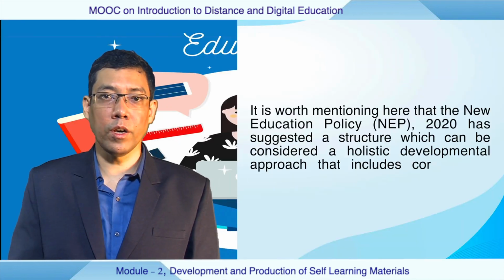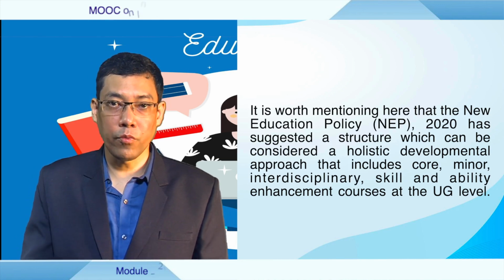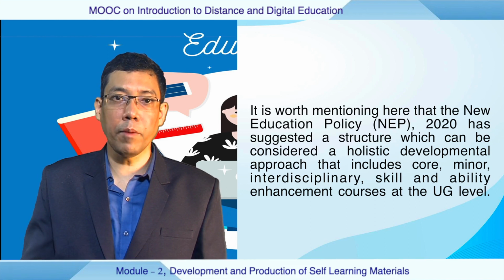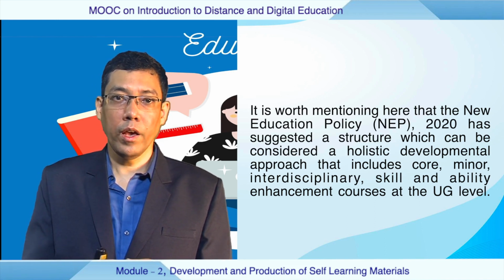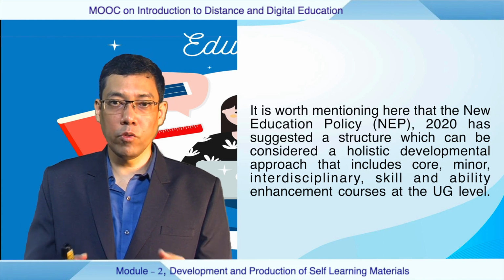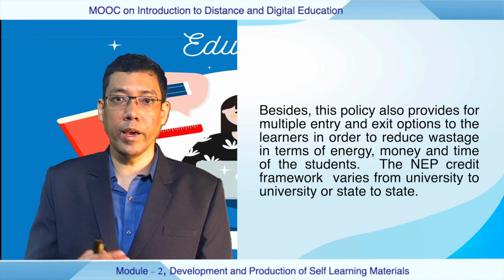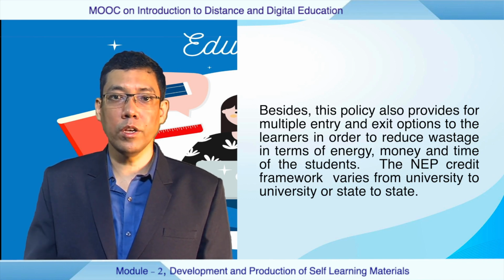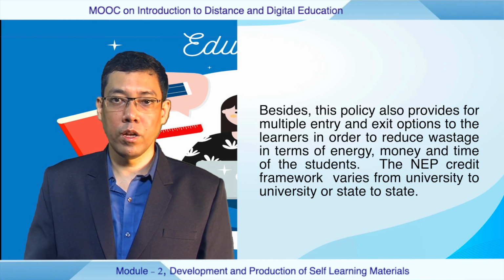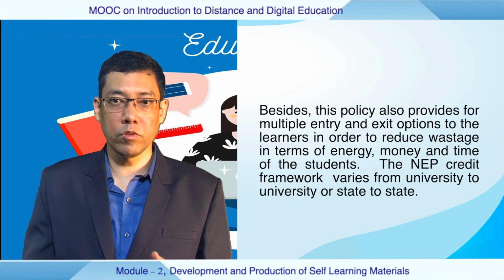It is worth mentioning here that the New Education Policy 2020 has suggested a structure which can be considered a holistic developmental approach that includes core, minor, interdisciplinary, skill and ability enhancement courses at the UG level. Besides, this policy also provides for multiple entry and exit options to the learners in order to reduce wastage in terms of energy, money and time of the students. The NEP credit framework varies from university to university or state to state.